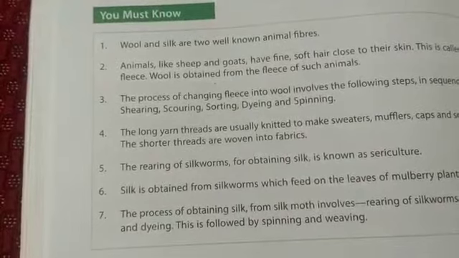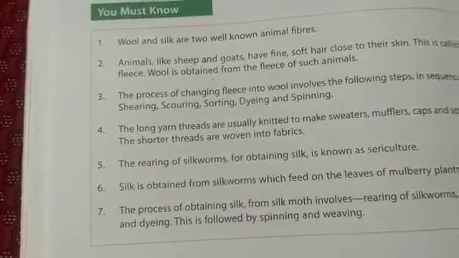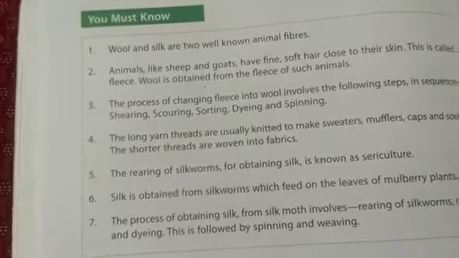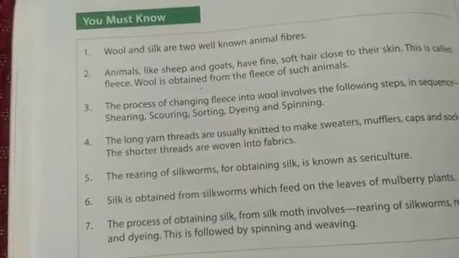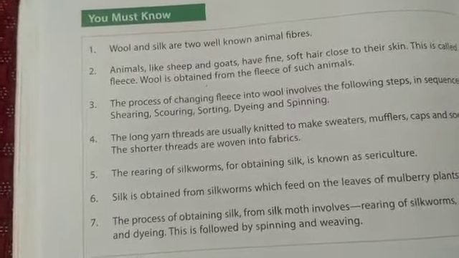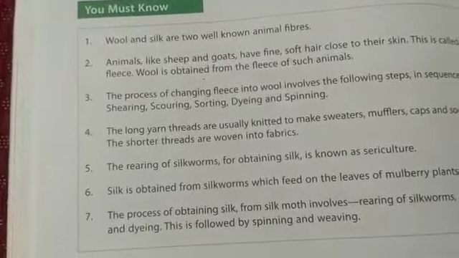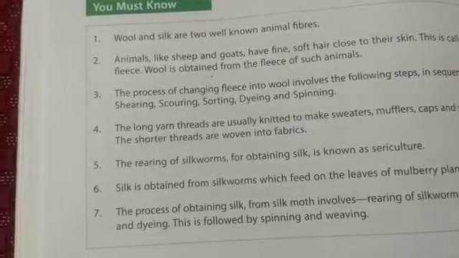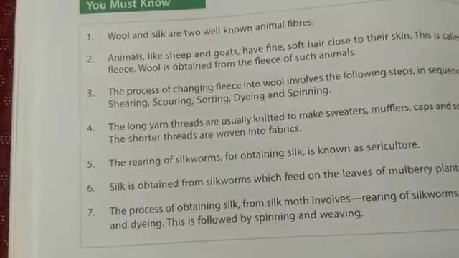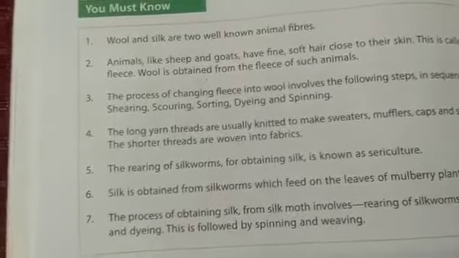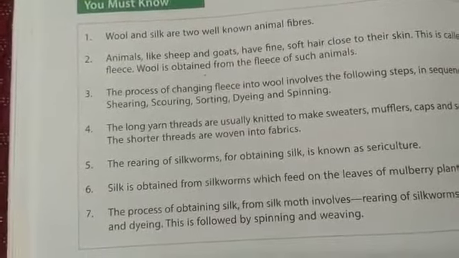Then, the process of changing fleece into wool involves these steps. This question is going to be asked again and again: write down the different processes of changing fleece into wool. You can write here shearing, scouring, sorting, dyeing and spinning. These are the processes involved. The long yarn threads are usually needed to make sweaters, mufflers, caps and socks. Short threads are woven into fabric.